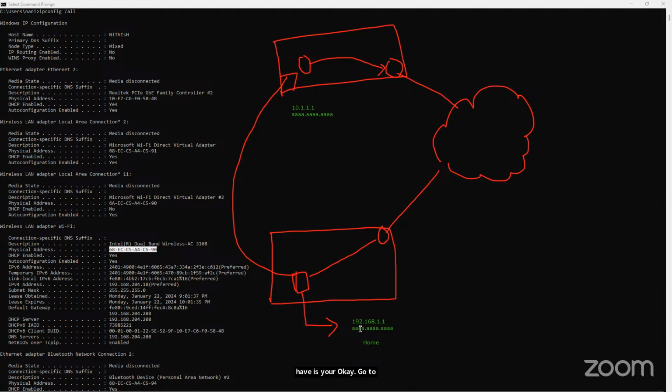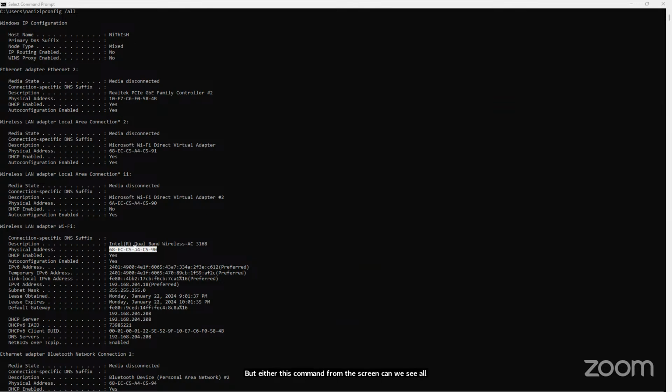Got it? Any questions? In this IP sheet, the physical address should be the same everywhere. That's a rule. But in this command prompt screen, can we see all the MAC addresses the same? No, not all the MAC addresses will be the same. See, that's what I'm saying. Every NIC has one MAC address, not every laptop. We don't see these NICs sitting inside our laptop, right?